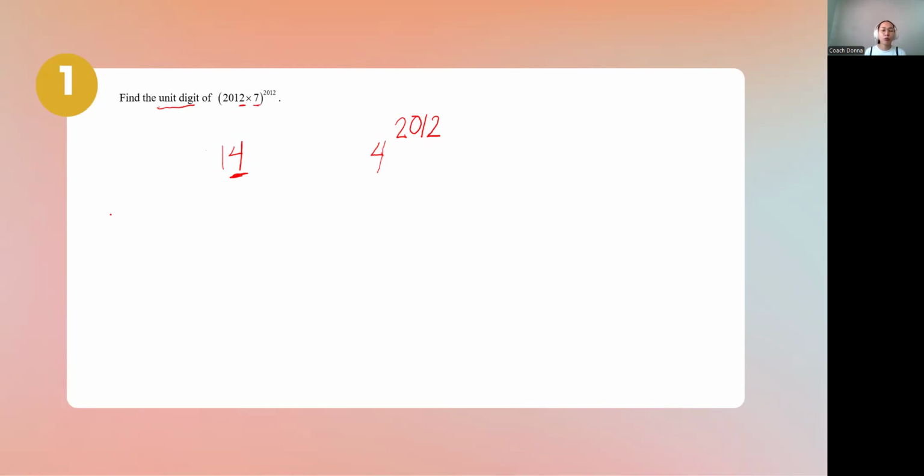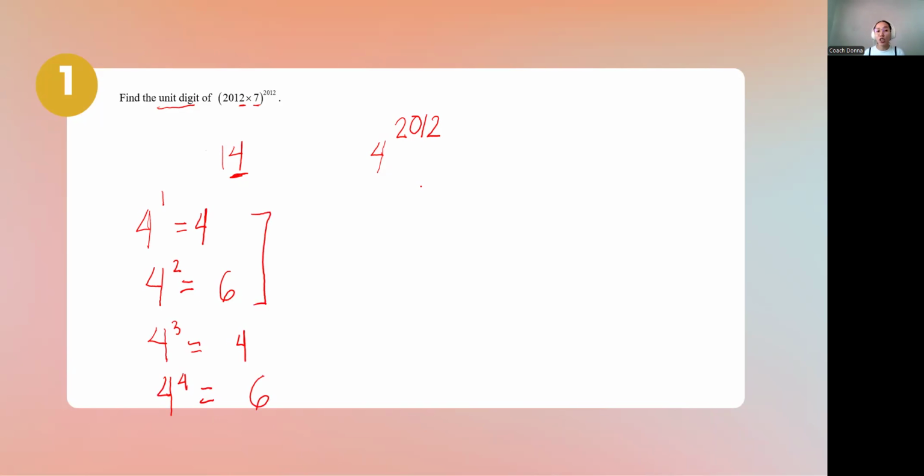Now let's find the pattern for 4. To look for the pattern, we have 4 raised to 1. When 4 is by itself, we only have 4. When 4 is squared, that is 4 times 4, that will end in a 6. 4 cubed, 16 times 4, you'll get 64. It ends with a 4. And when you have 4 raised to 4, it will end with a 6, because 4 times 4 is 16. So the pattern is basically 4, 6, 4, 6, every two numbers in your exponent.